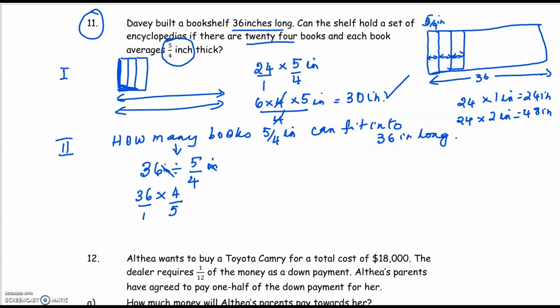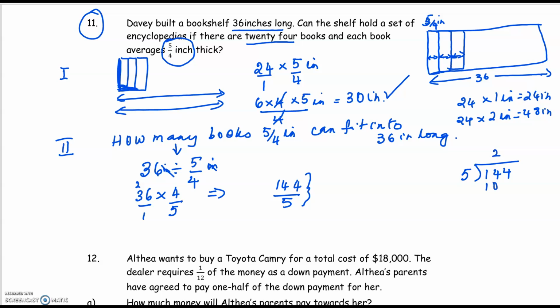And we're going to simplify this. Nothing cancels, so we multiply the 36 and the 4. So 6 times 4 is 24, 4 3s are 12, 13, 14, divided by 5. So the number of books we can fit into a 36-inch long shelf would be whatever number we get when we divide 144 by 5.